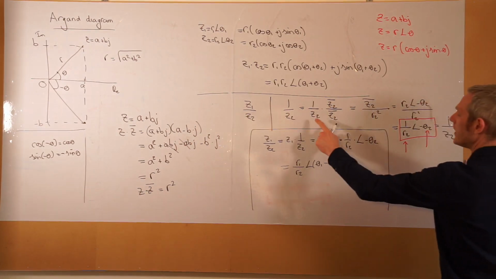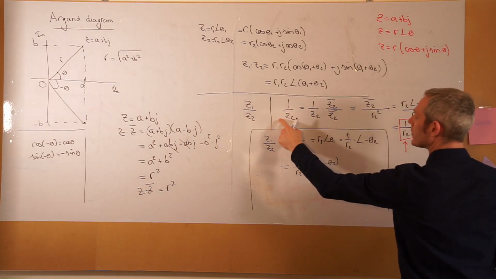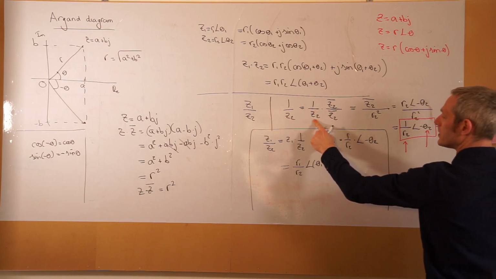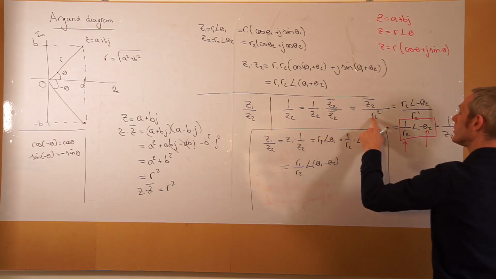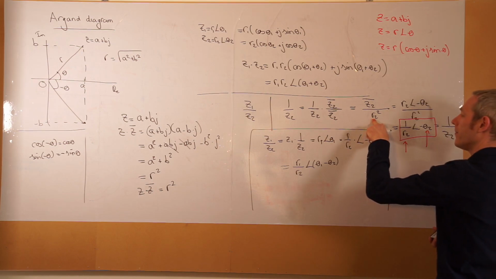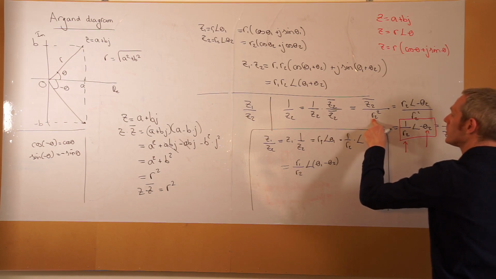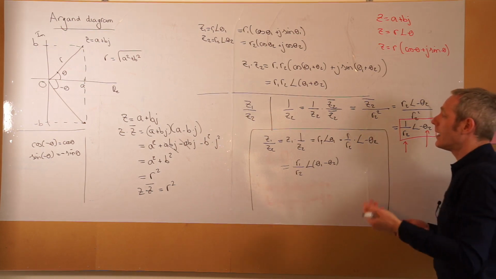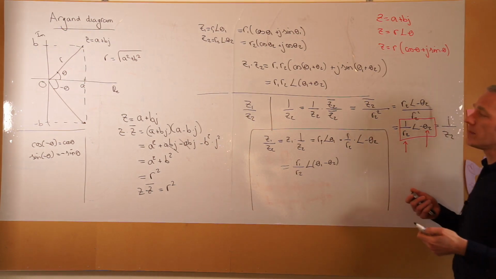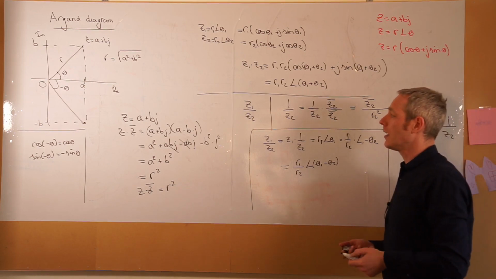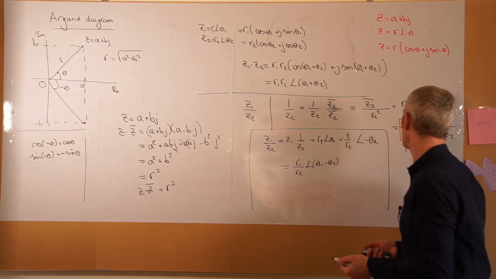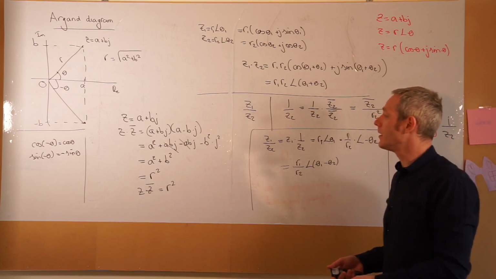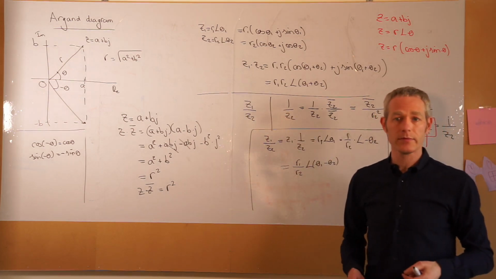And so when I take 1 over z and multiply it by this fraction, the numerator becomes z2 times its complex conjugate, which is its modulus squared. And this is why using the polar form to multiply or divide complex numbers is a lot easier than writing them out in Cartesian form.